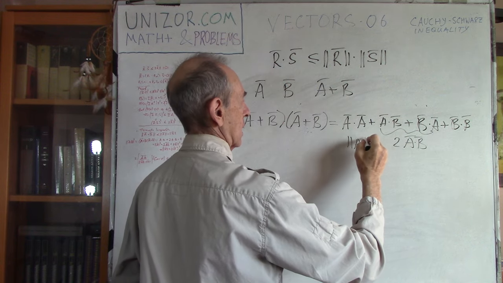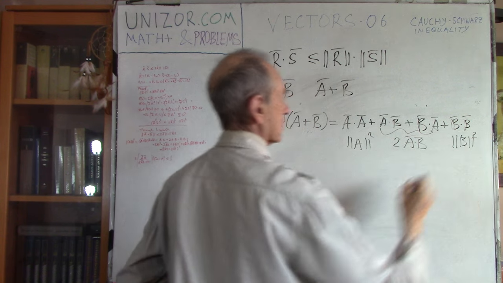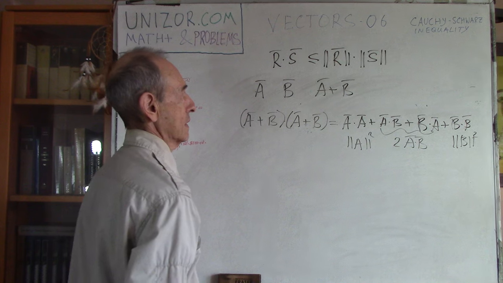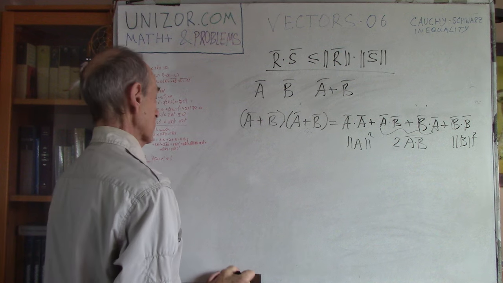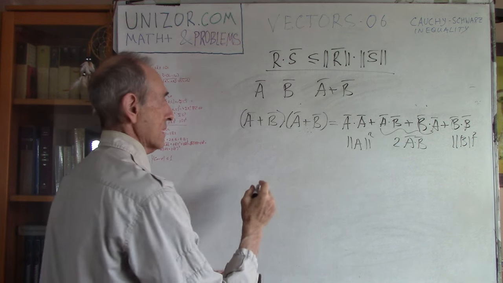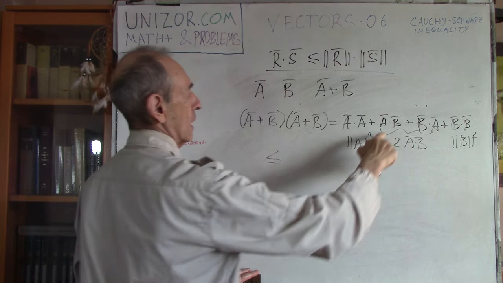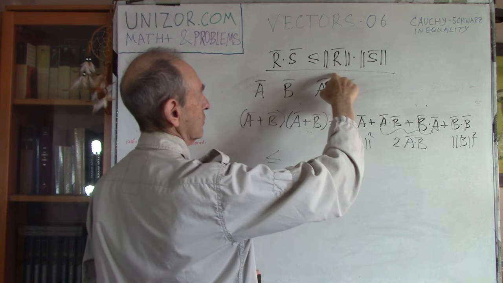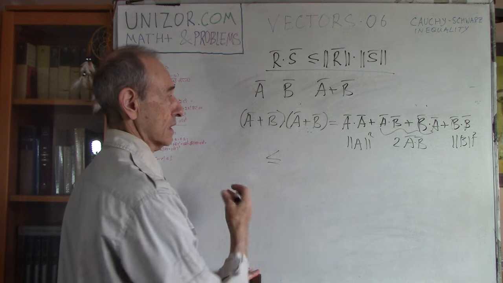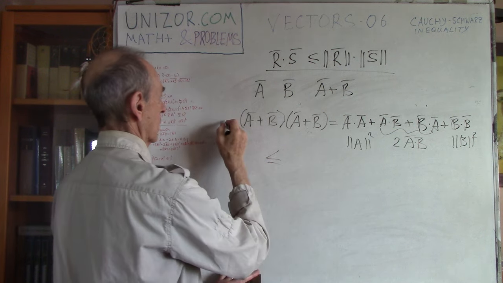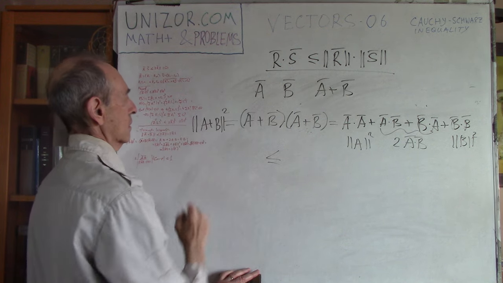This is A square, and this is magnitude of B square. Now, using this, I can say that this is less than or equal to, so instead of the scalar product AB, if I put the product of their magnitudes, I will definitely increase the whole thing, right? So let me start. This is A plus B square.